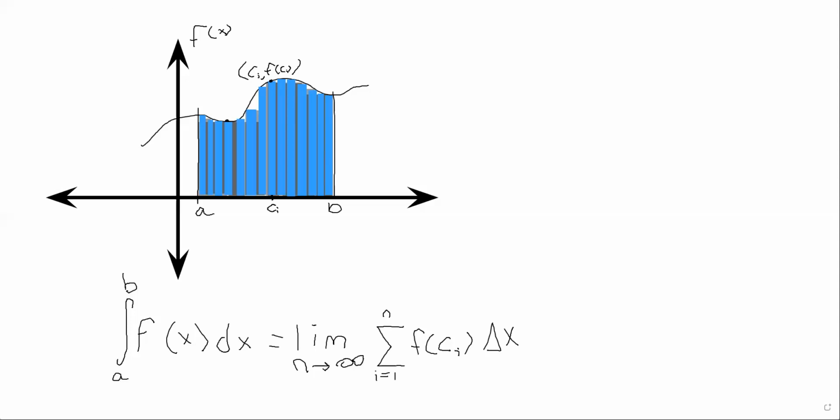So I'm going to pick just any generic rectangle. Maybe the one we already have would work pretty well. So let's see if we can create an expression to find the area of just one rectangle. So that's going to be base times height. So we know what the height is. We can clearly see that the height of this rectangle is f of c sub i. But then what about the base? That's where this delta x comes in.